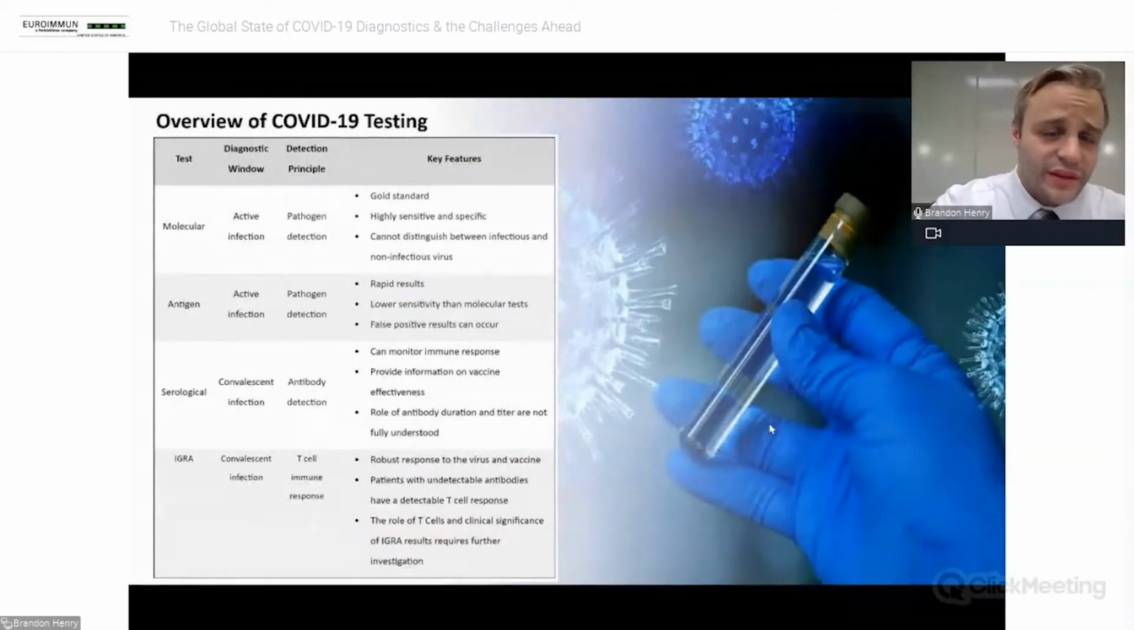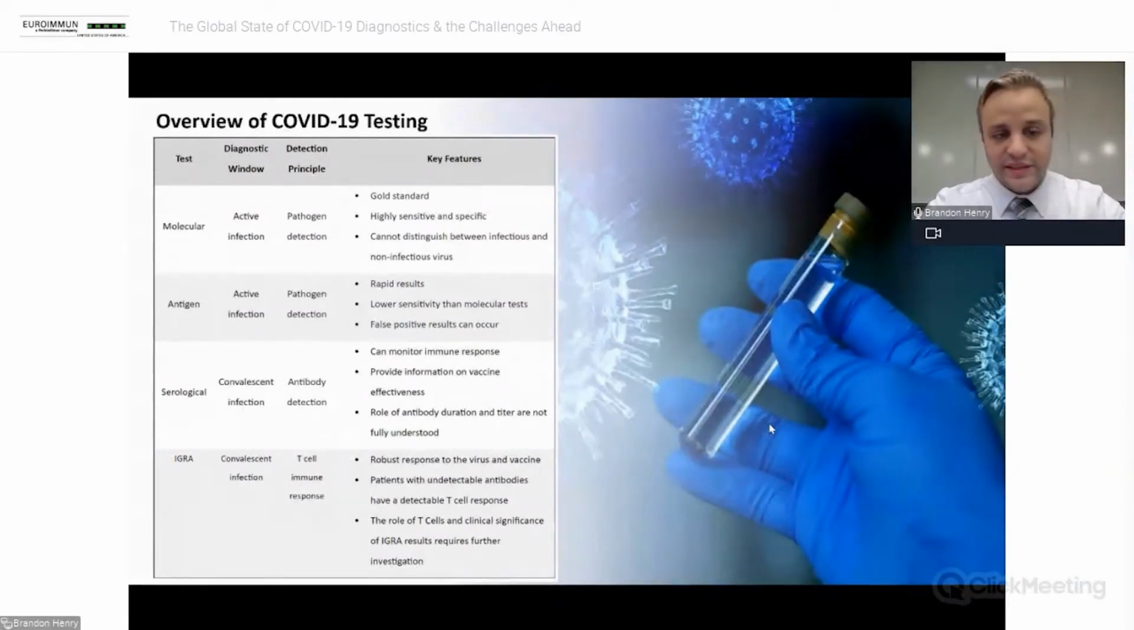So let's talk about COVID-19 testing. We have 4 main types of tests that we'll talk about: molecular, antigen, serological, and the IGRA, which we'll call the interferon gamma releasing assays. Molecular tests are sort of the gold standard. The diagnostic window is during an active infection, though, as you probably have heard, in many cases you can sometimes detect RNA or the viral shedding for many weeks after infection.